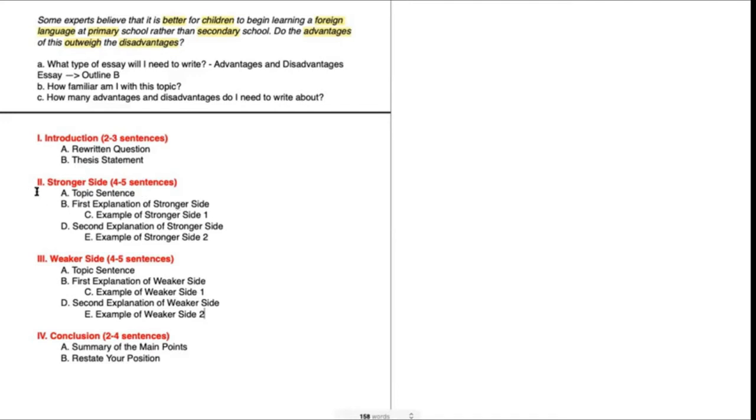Then our second paragraph will talk about the stronger side. Now, we're going to go ahead and argue for the advantages. So we are going to argue that children should begin learning a foreign language at primary school because the advantages of that outweigh the disadvantages. So I'm going to think of a topic sentence just to introduce the paragraph. I'm going to provide an explanation of the stronger side with an example, and then a second explanation of the stronger side with another example. These are basically my 2 advantages. I'm going to explain the advantage and then give an example twice. Then we're going to do the same thing, but for the weaker side.